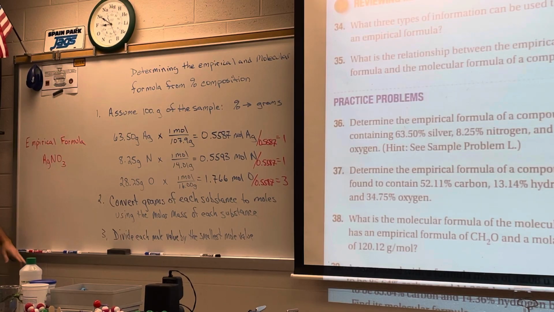AgNO3. Okay? Now is this going to be an ionic, metallic, covalent network, or covalent molecular compound? How do we know? It's very simple. It's got a metal and nonmetals, so it's going to be ionic.